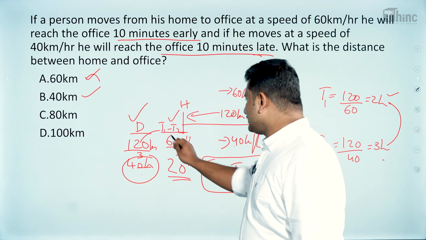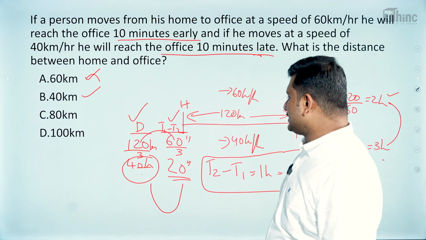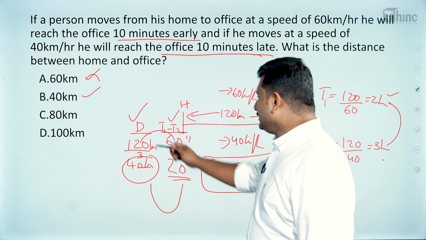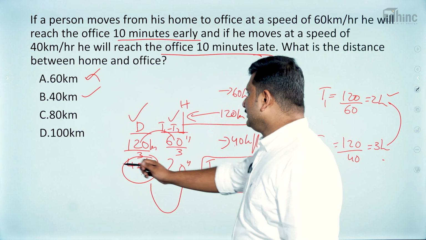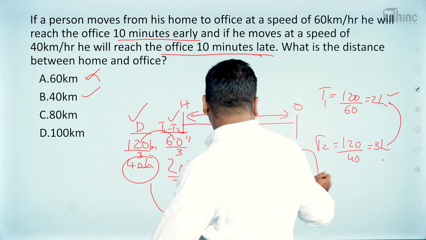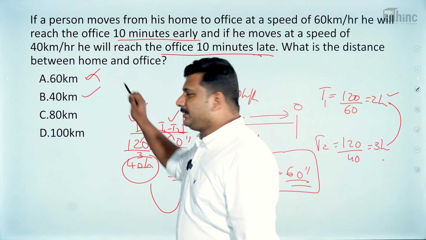If 120 is the distance, the difference in the time taken is 60 minutes. If 20 is the difference, what is the corresponding distance? 60 by 3 gives you 20. Likewise, you have to do 120 by 3, which is 40. You can actually find the answer in a single step if you do it this way. So option B will be the correct answer.